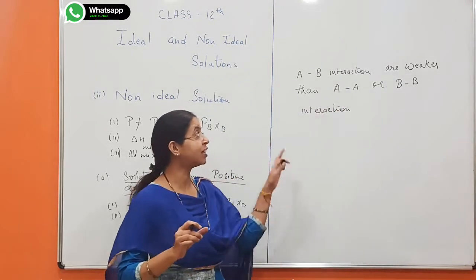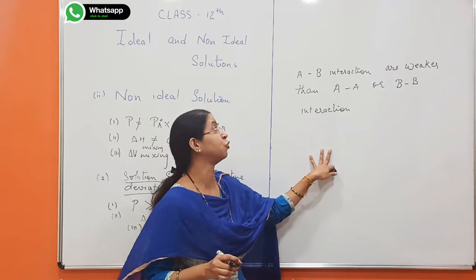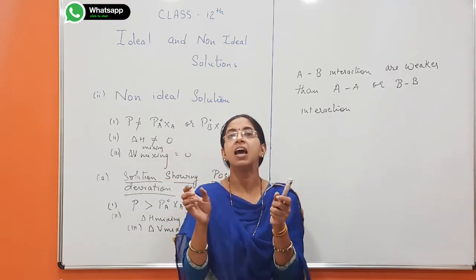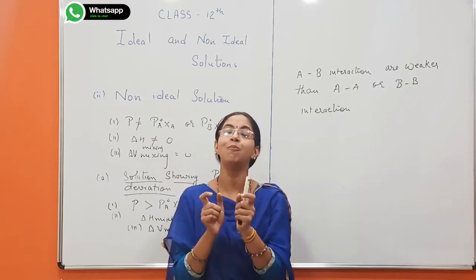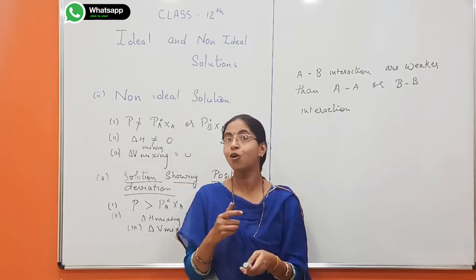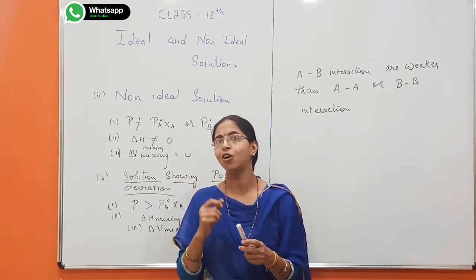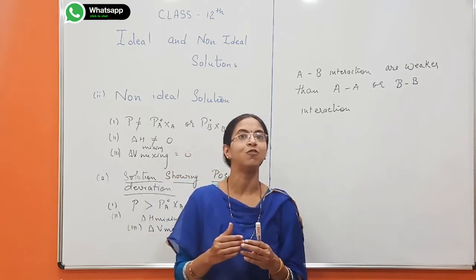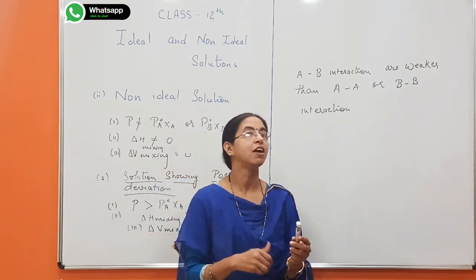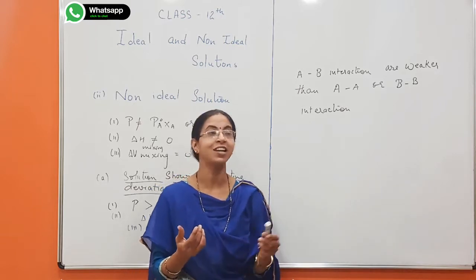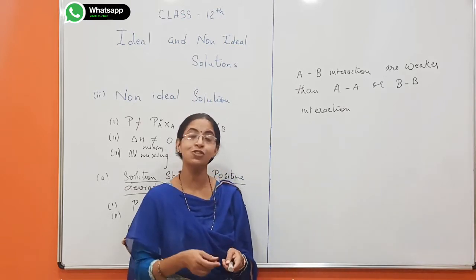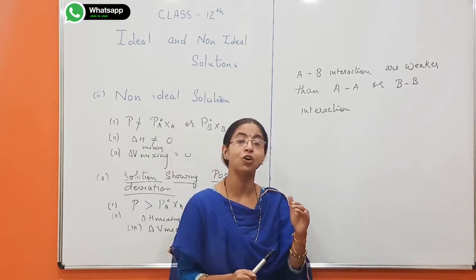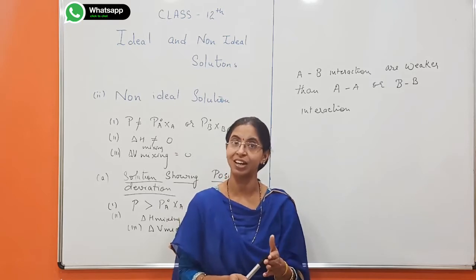Now listen carefully to what this line interprets to you. If AB interactions are weaker, it means the atoms are not properly bonded or connected. So when they are not connected, they can easily escape into the vapor phase. When they escape, they will give you more vapor pressure than the Raoult law. So when interactions are weaker, the vapor pressure is greater.